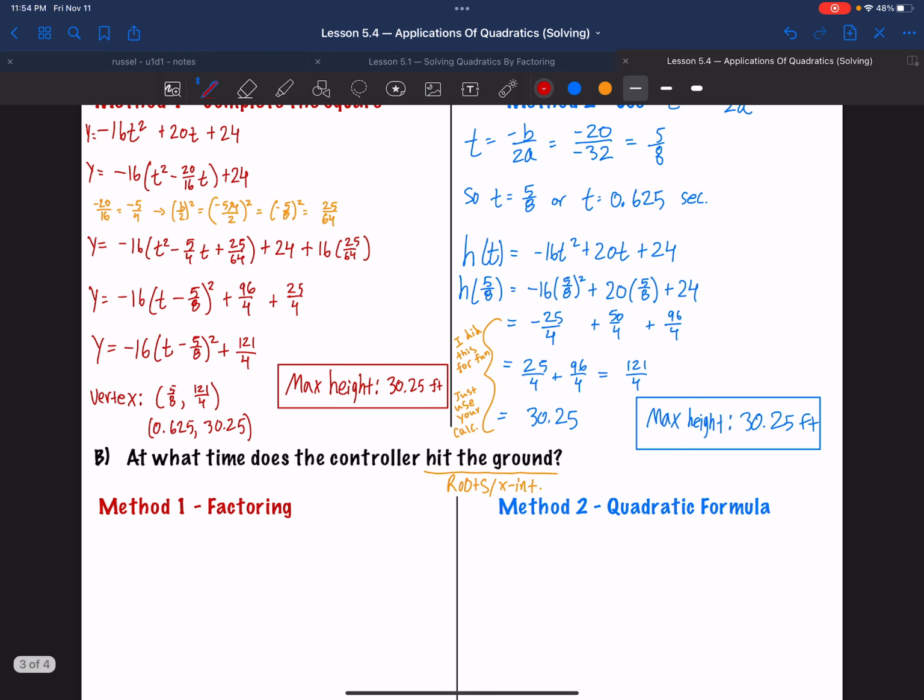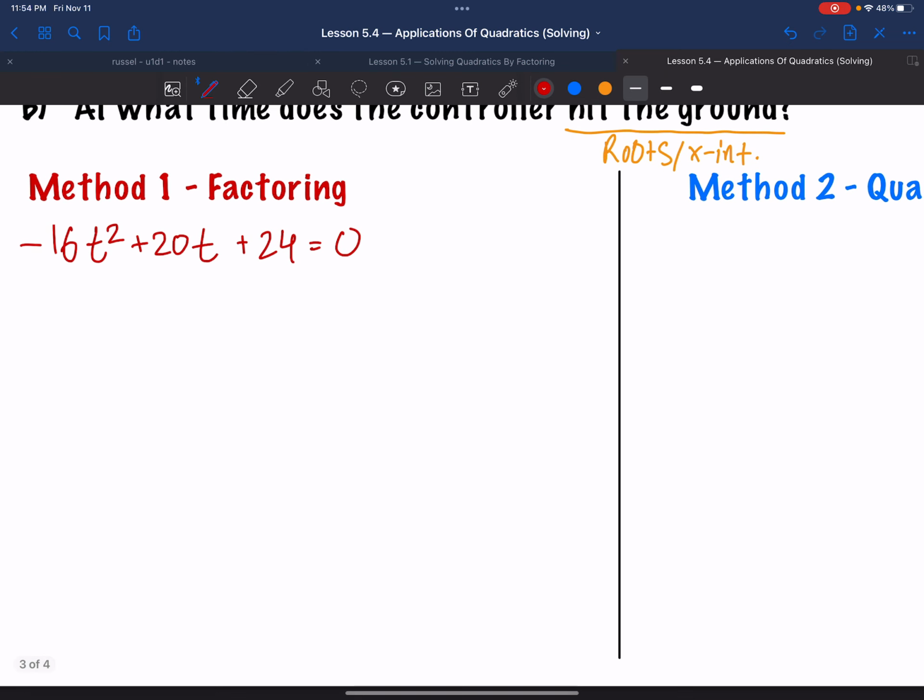So I can do this by factoring. Remember, whenever you're finding the zeros, you set it equal to 0, right? So negative 16t squared plus 20t plus 24 equals 0. Now, all of these are divisible by 4. So if I divide by 4, then I get negative 4t squared plus 5t plus 6 equals 0. By the way, I'm allowed to divide by 4 because I'm solving an equation. You can't divide by 4 if you're just manipulating an expression because you have to keep it the same expression. But in this case, the equation will remain balanced by division through 4.